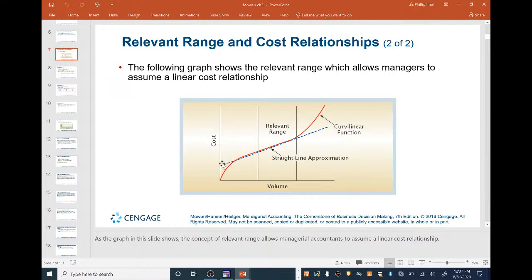Okay, so we can see here these are nice little charts. We've got the cost on the left on the vertical axis, and the volume on the right on the horizontal one. We can see here, just in the center, the relevant range. This is the relevant range that we just established from the last slide, right? We can see here this is a straight line approximation, the blue dotted line, or perforated line, I should say. And then the curvilinear line function is the one in red where it changes, right? Okay, so that's just a little visual of what the relevant range and cost relationships are.